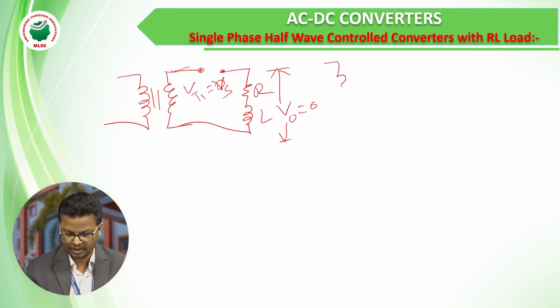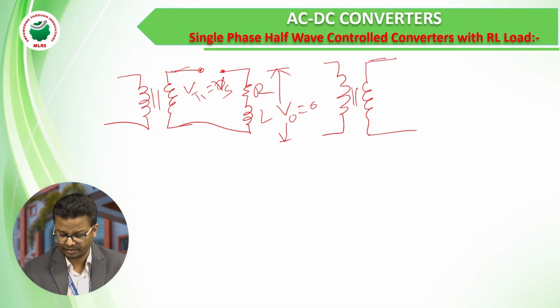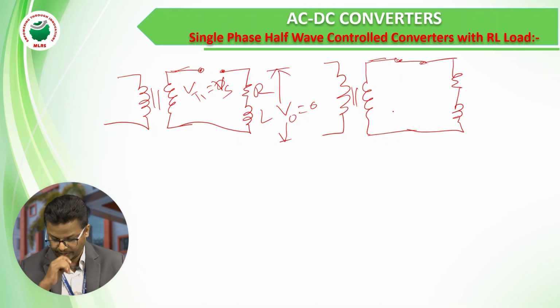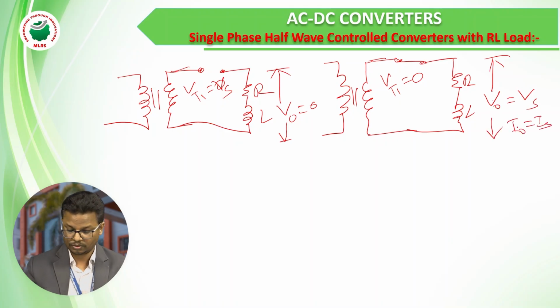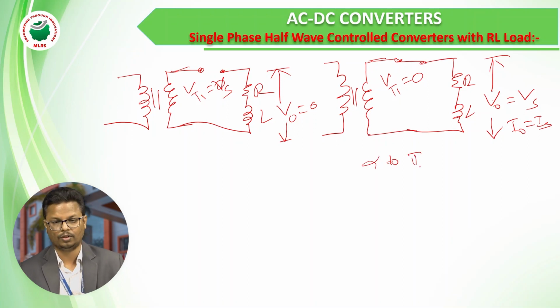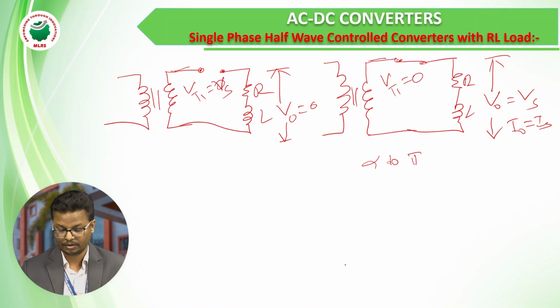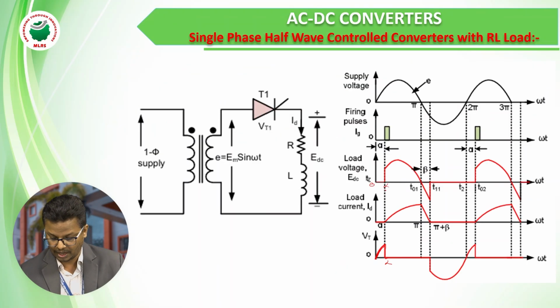So when we trigger, it is shorted. When it is shorted, this VT1 equals 0, and here V0 is equal to Vs and I0 is equal to Is. Okay, so here it will conduct from alpha to pi. It will be in the conduction period. So if you observe, alpha to pi is the conduction period.